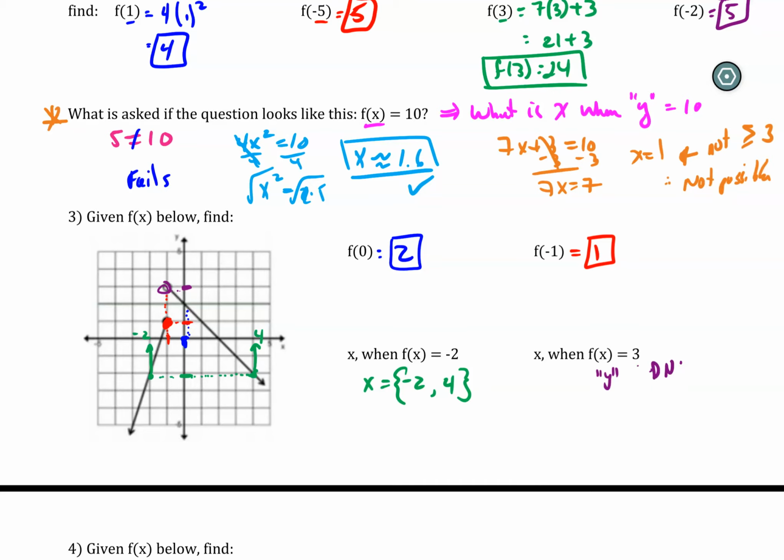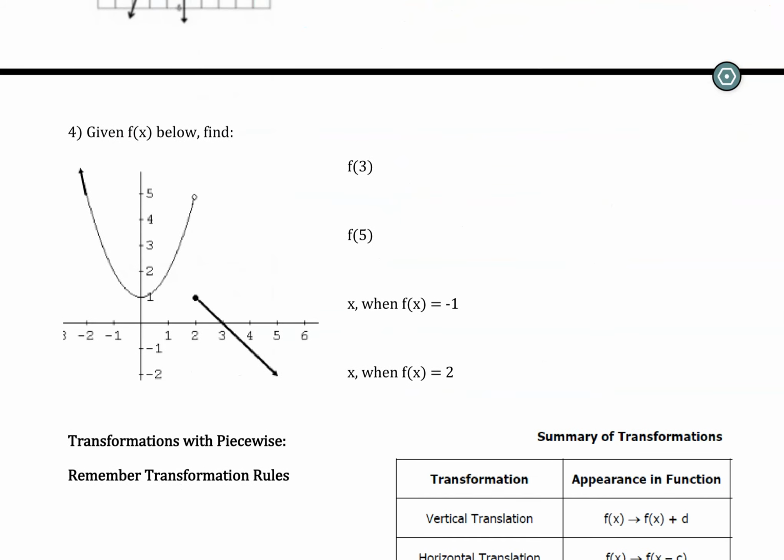I'm just going to abbreviate that as DNE, does not exist. Because there's no x value I can plug in to get a y value of 3, because we have an open circle here. Because I have an open circle, that means there's no value actually there. All right, so that was a little tricky one. Let's try this graph over here.